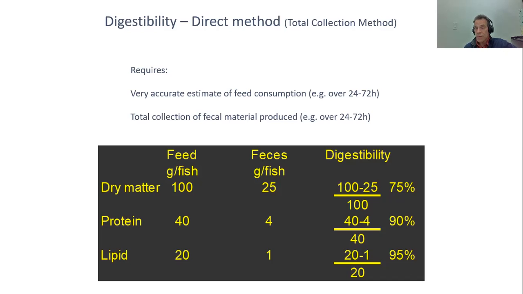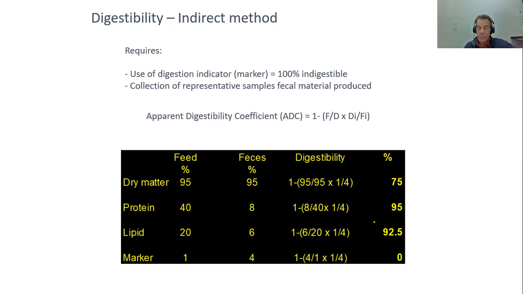How long do you collect fecal material? Well, you could stop feeding the animal after that, but then you'll end up in a fasting state in the animal. The digestion in the animal will slow down. The passage of feed through the GI tract will slow down. So you cannot really do this. So there are actually a number of limitations associated with the direct method, even if you could collect all the fecal material.